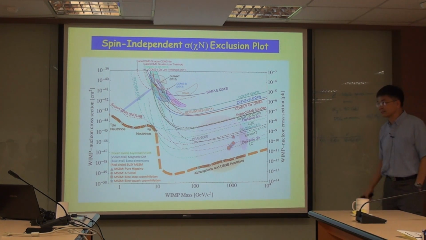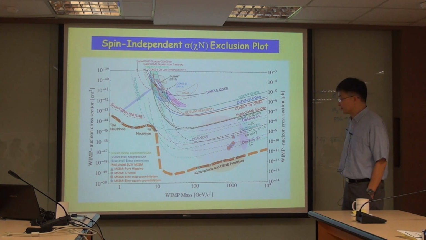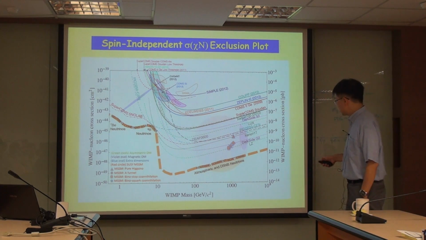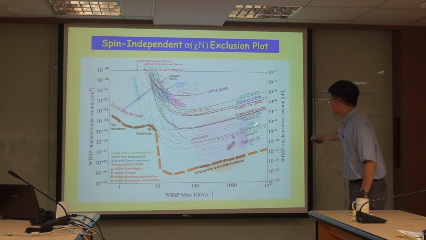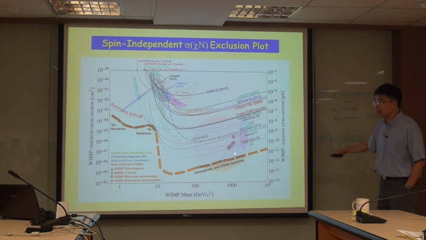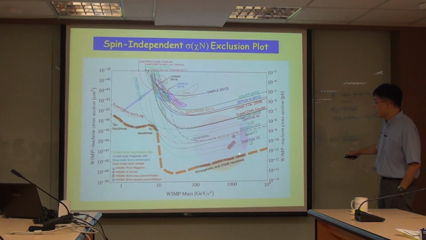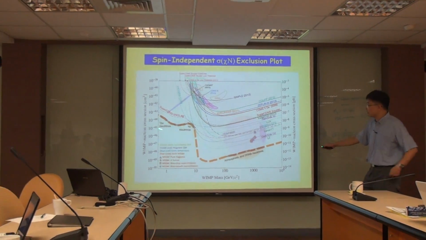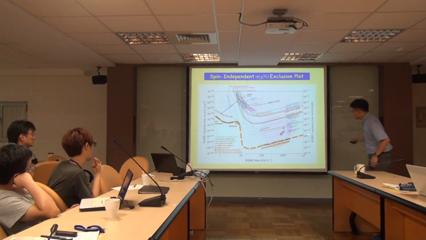Yes? It seems the background depends on the WIMP mass. How do I understand this? The general shape of this background, how to understand this shape? Now, this is the following. I'm talking about the neutrino background. This one, yeah.